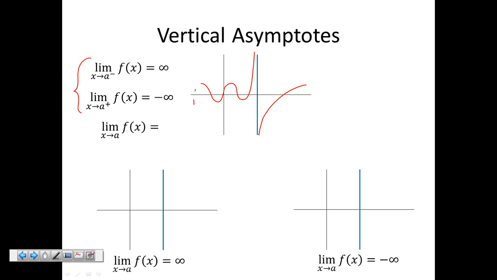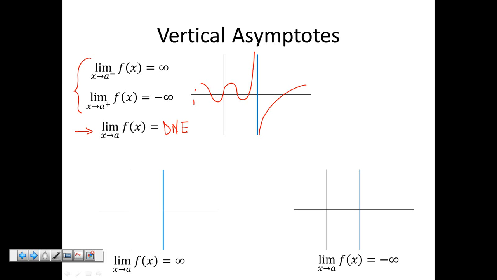Now, what about this thing right here? For this function, the limit as x approaches a is different if I approach it from the left and I approach it from the right. So this limit, we say, does not exist. We don't say that it equals infinity. We don't say that it equals negative infinity, because it depends on which side you're on.